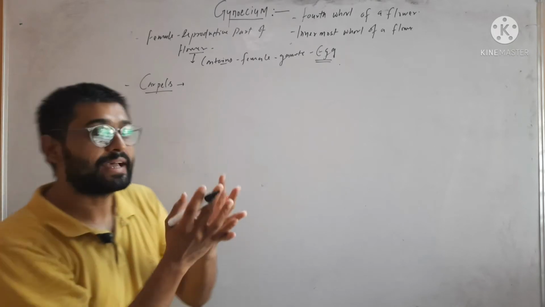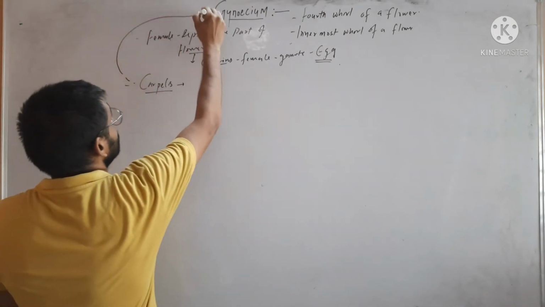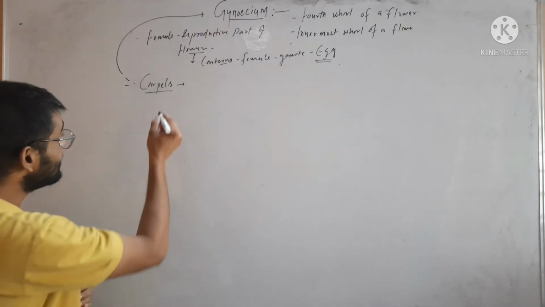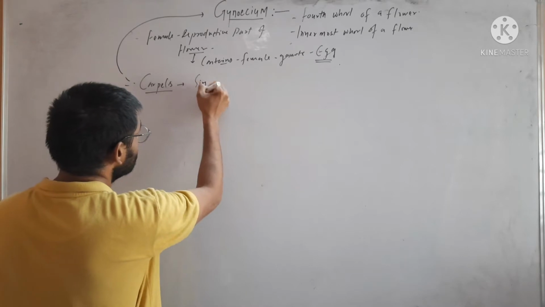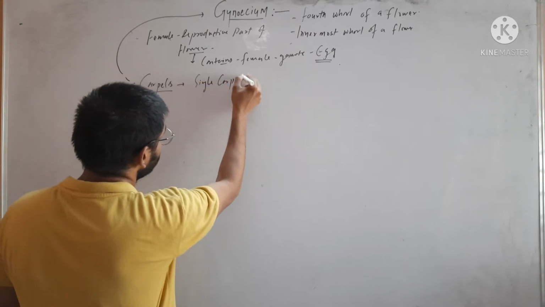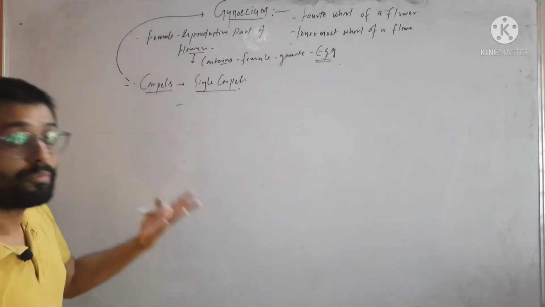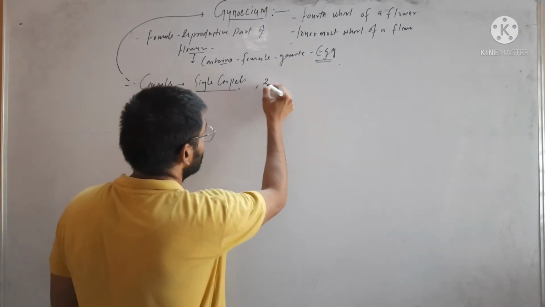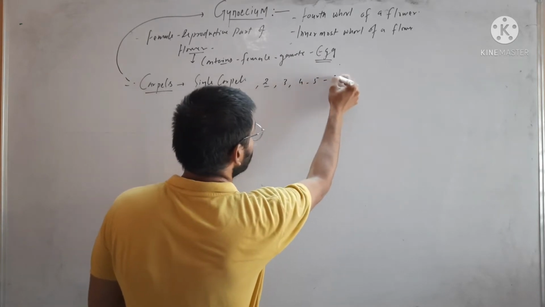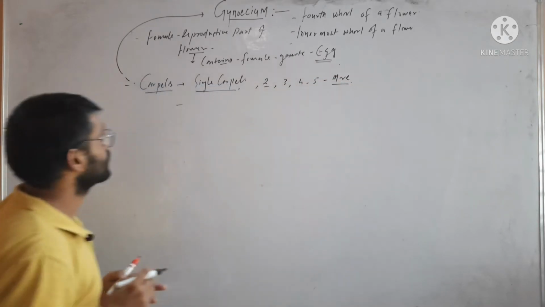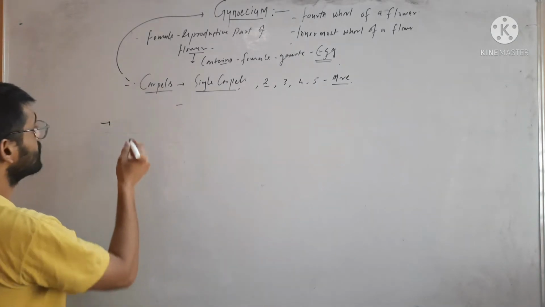All the carpels that are present in a flower collectively form the gynoecium. So in a flower there may be a single carpel, maybe more than one, maybe two carpels, bicarpellary, maybe three, maybe four, maybe five or more. So first let's understand the structure of a carpel.